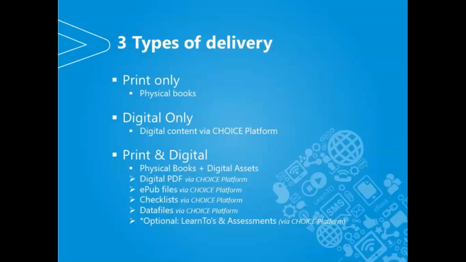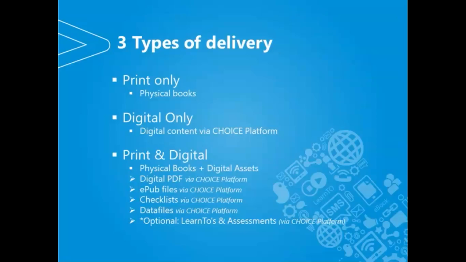But you may be asking yourself, what are some of these digital assets? Well, the digital PDF is, in my experience, what the instructor really prefers. It has a fixed layout and corresponds to the page numbers in a custom book. The EPUB has a more flexible and responsive layout that is used for tablets and handheld devices. Checklists are for on-the-job support, and data files are simply the exercise files. Learn-tos are 3 to 5 minute videos to enhance and support learning, and assessments are a self-check designed to reinforce learning. Again, the learn-tos and the assessments are optional, and these have a nominal fee and can either be standard or customized.